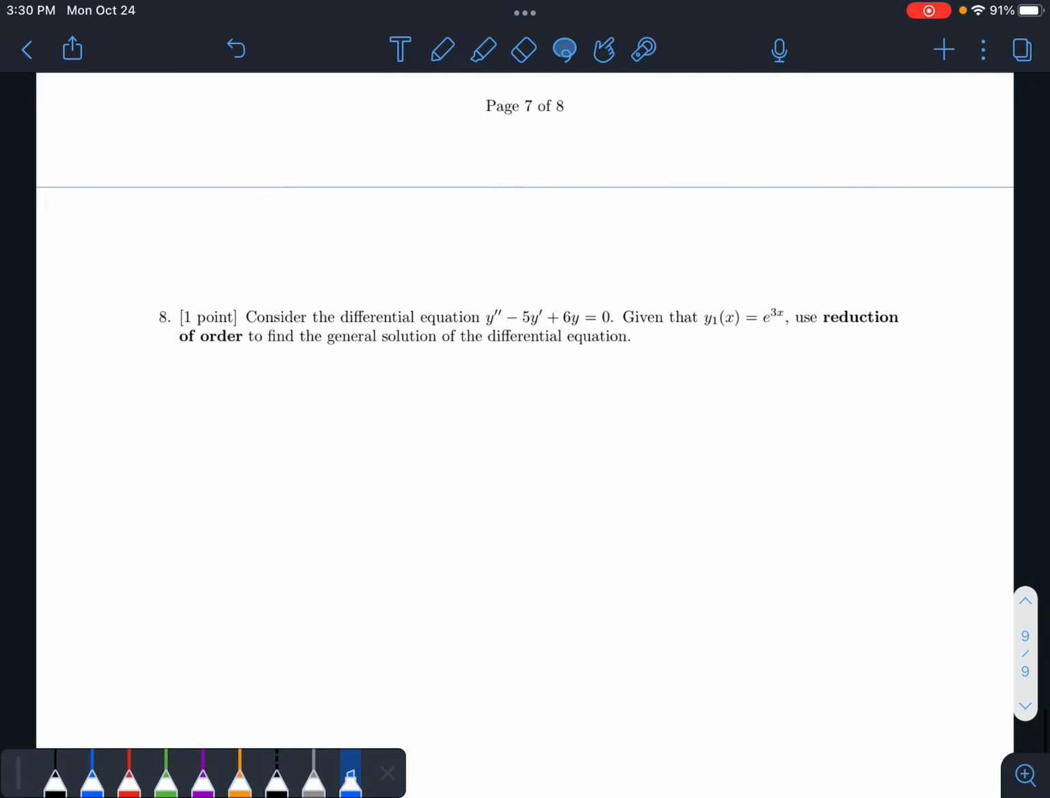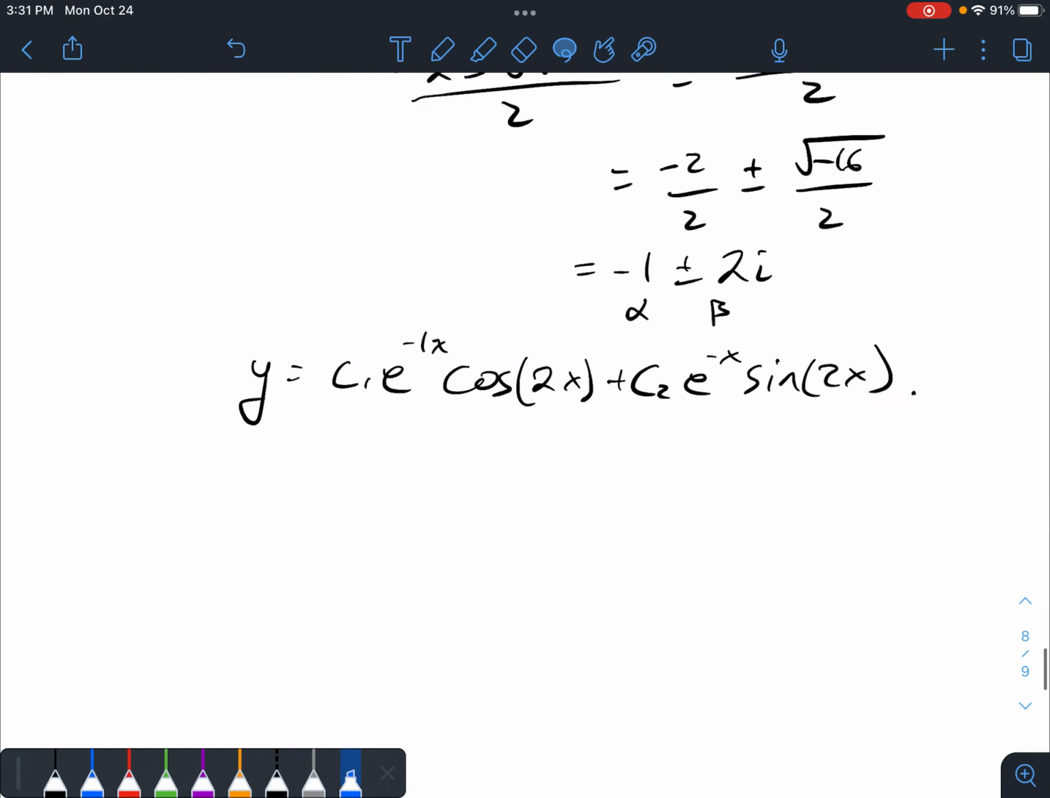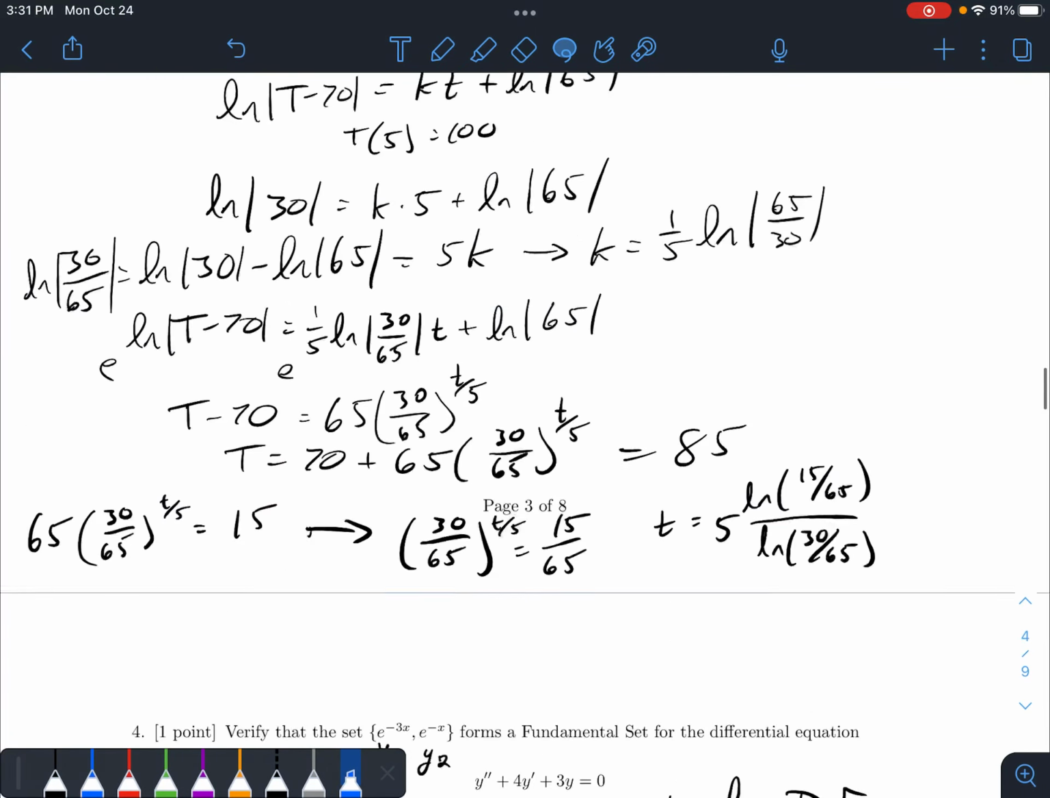All right, anyway. Last problem. Reduction of order. Reduction of order is when we're given some initial differential equation, and we know one solution is just handed to us, and we want to use that to get our second one.